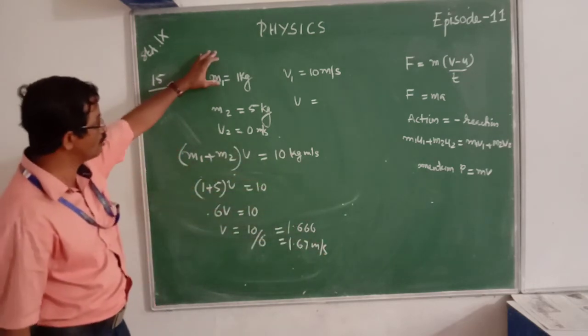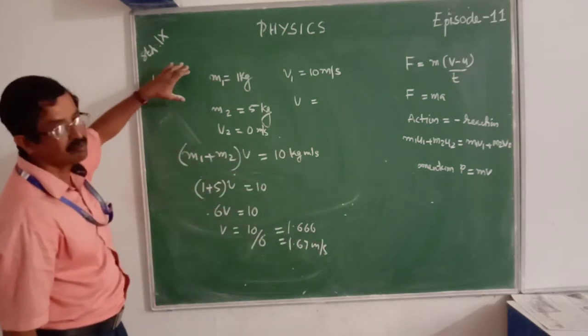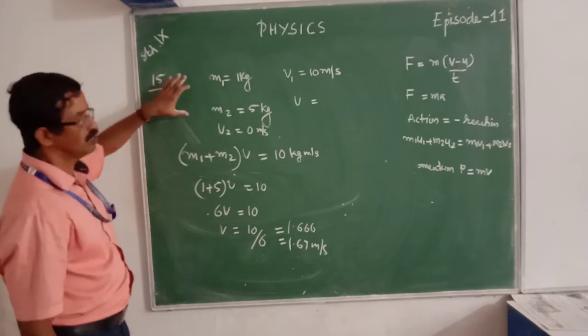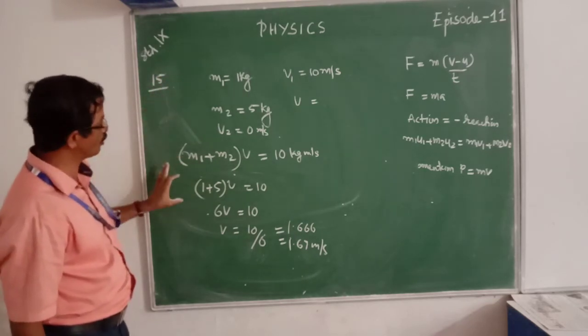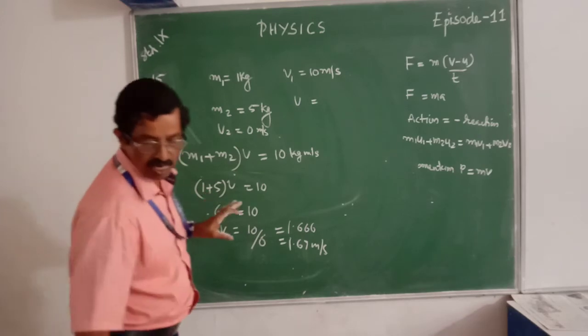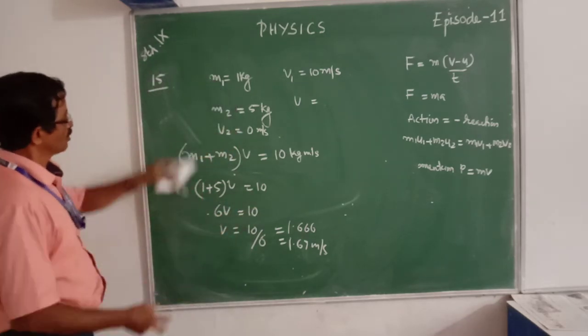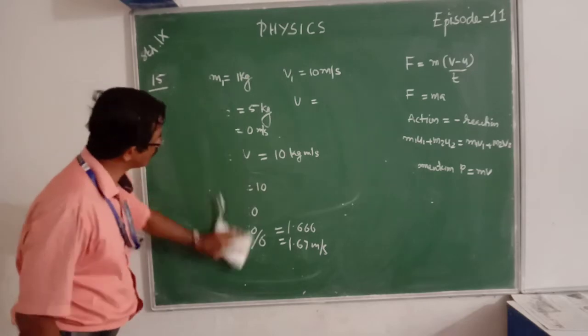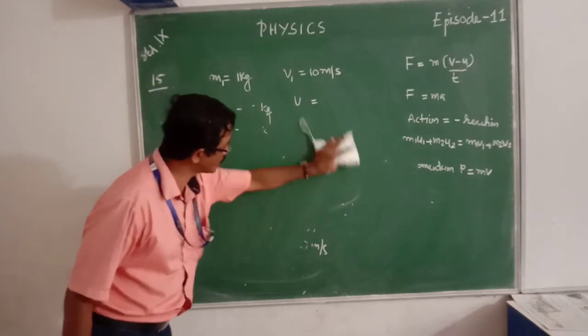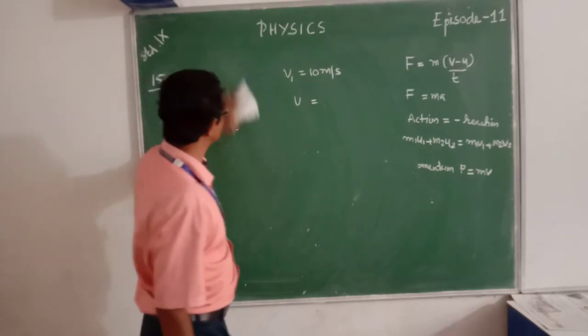Now what are the things we found out? Momentum before collision, momentum after collision, then the velocity of the combined body. These three things. I hope you got an idea about this. Now we can go to the next problem.